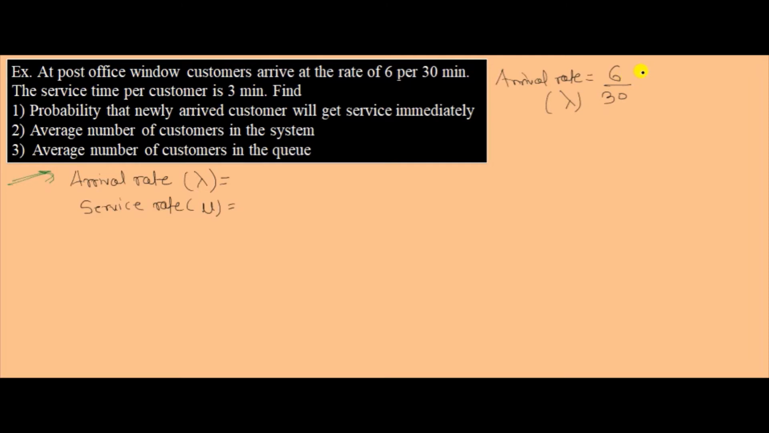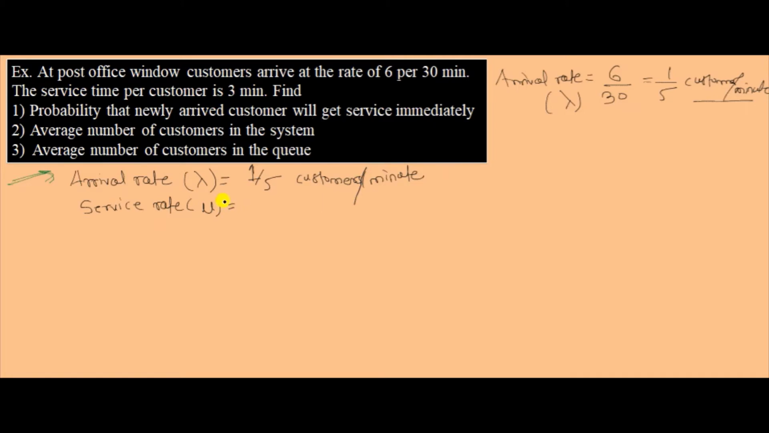6 customers in 30 minutes can be written as 1 by 5 customers per minute. We can copy that here. So lambda is 1 by 5 customers per minute. We can convert it into hours also, just by multiplying by 60.